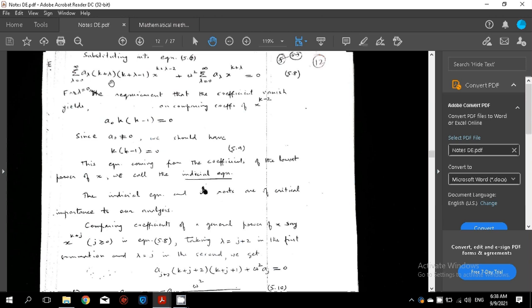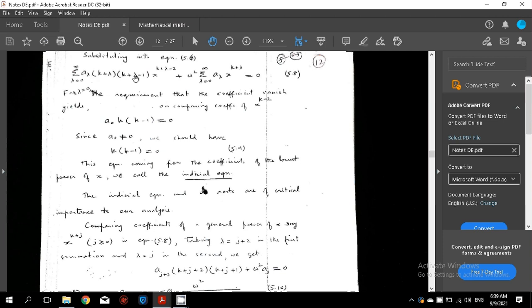So that will be the recurrence relation, and the recurrence relation is obtained by comparing the general coefficient of the general power of x. Okay, the general power of x, let's take it x to the power k plus j. So this is the general power of x. We will try to find out the coefficient of this power from each term.